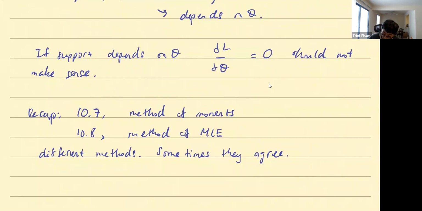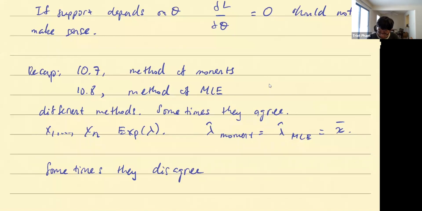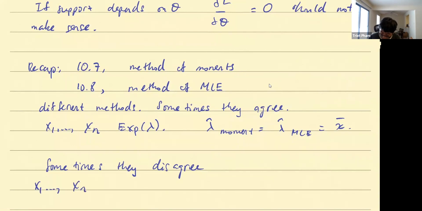For example, for the exponential, X exponential lambda, lambda hat of moments equals lambda hat MLE equals X bar. But sometimes they disagree too, and by disagree here, I don't mean anything bad. They don't argue. It's just that they give different answers. For example, if you have the uniform, then the A hat MLE is the minimum, and the B hat MLE is the max.